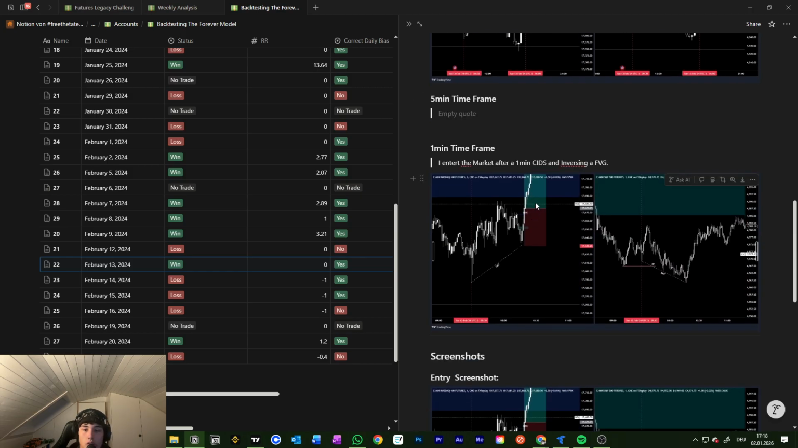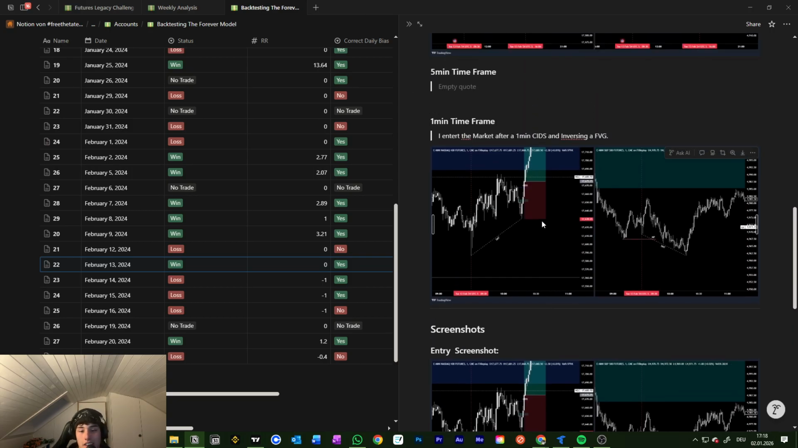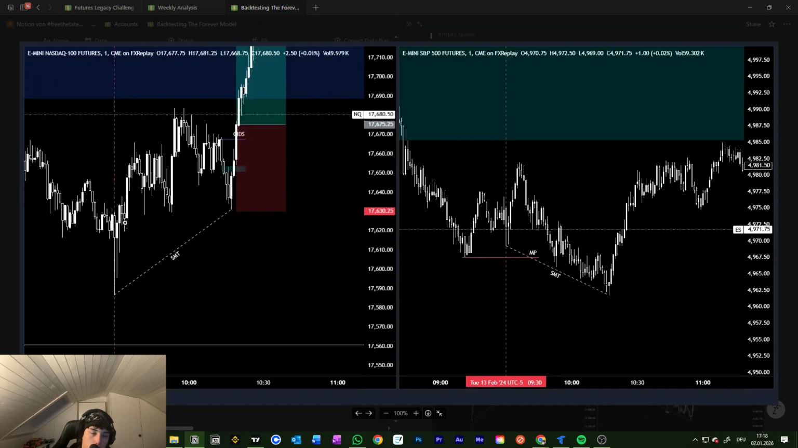I entered the market after a 1 minute change in the state. So I took a long. Okay, wait, I can read this. I don't know the high time frame context behind this, but we got a bullish SMT, inversion, change in the state, and then we just pushed upwards. Don't really know what I thought there, but it is what it is.